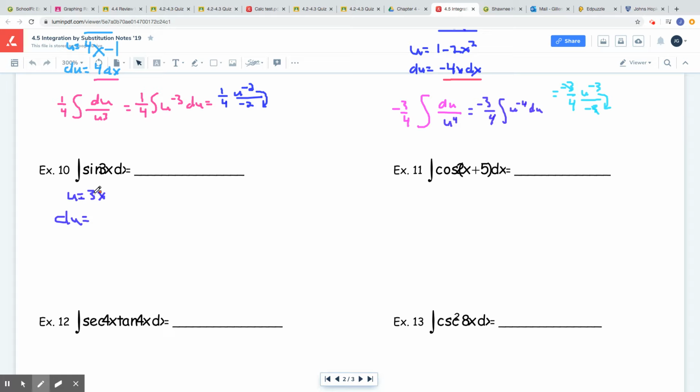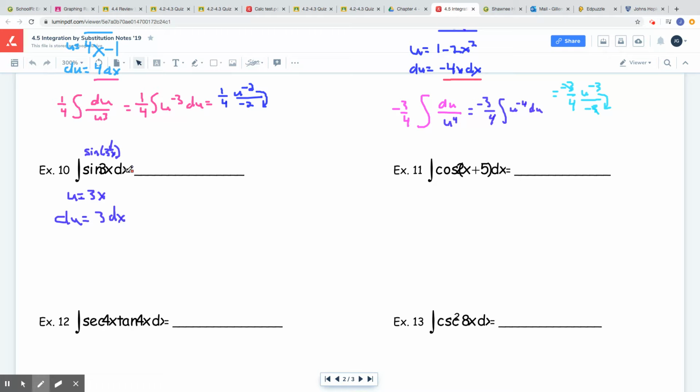But remember, it's what's on the inside. Before, it was a quantity being raised to a power. It was on the inside. What's on the inside here? Well, remember, this is really sine of, a lot of times they put it in parentheses. Well, what's on the inside? It's 3x. That's on the inside. All right, so the derivative is 3 dx.